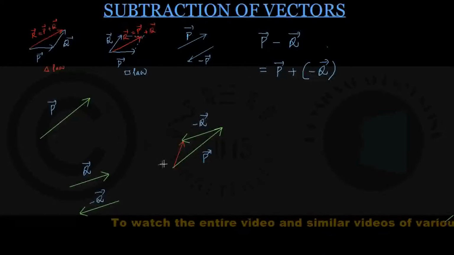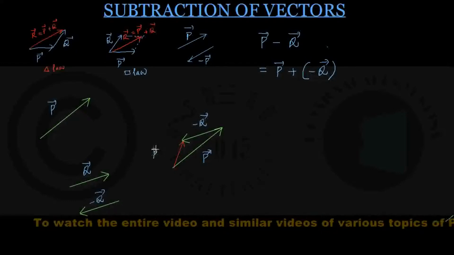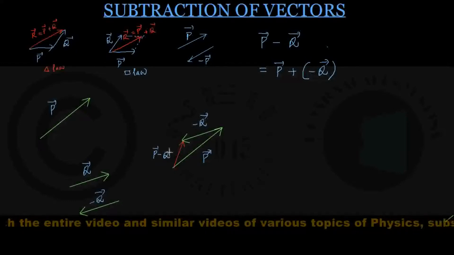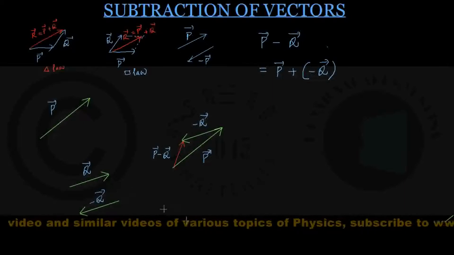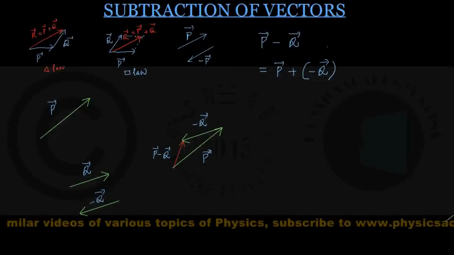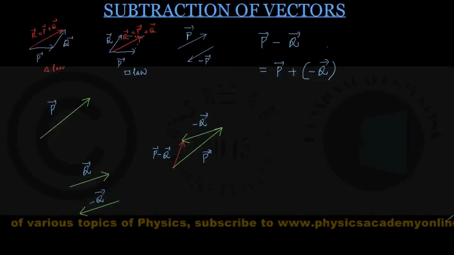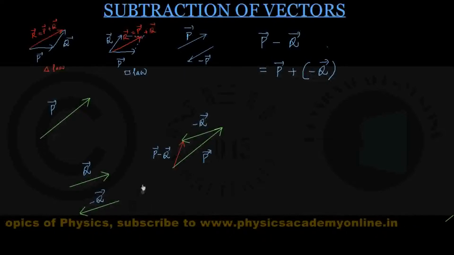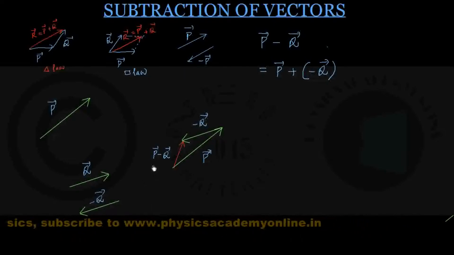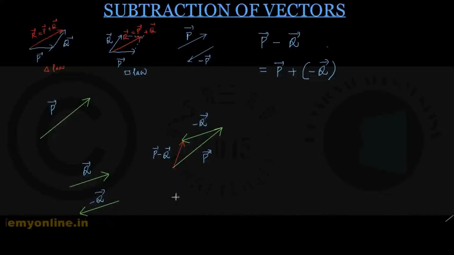So yes, this is my p minus q vector, right? This is the p minus q. We don't have any word for that. For example, if I have p plus q, we use the word resultant, but p minus q should be called vector difference, that's all. There is no particular word for that p minus q. This was of course triangle law of vector subtraction.